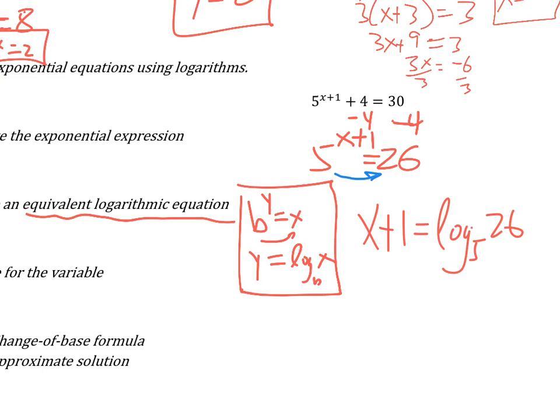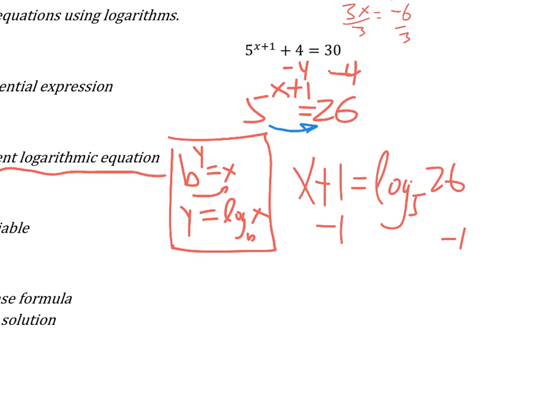Well, there we have it. Now we just need to subtract 1. Log base 5 of 26, we don't know that, so I'm going to leave it alone for right now. Okay, so we subtract 1 now, solve. Okay, log base 5 of 26. There is the exact answer. Okay, that is an irrational number.